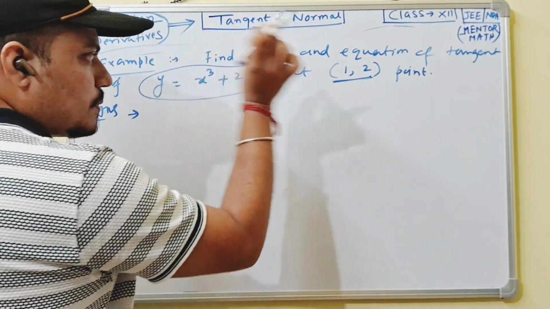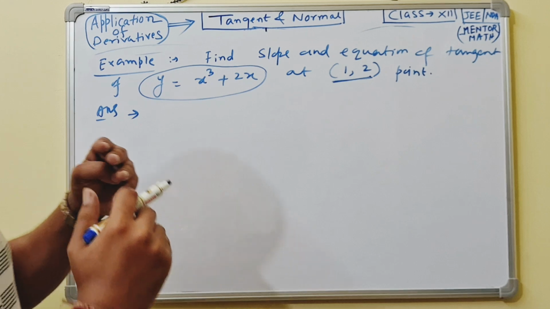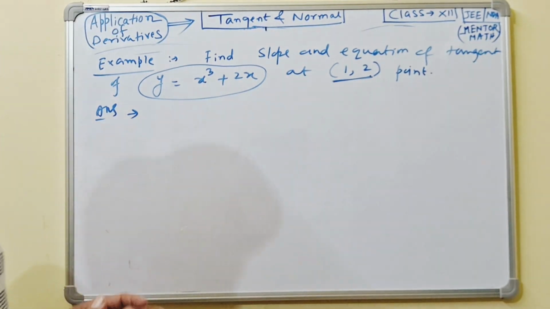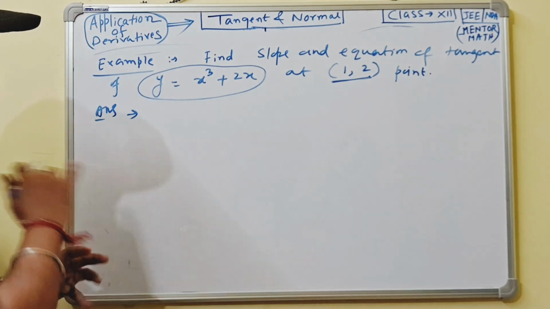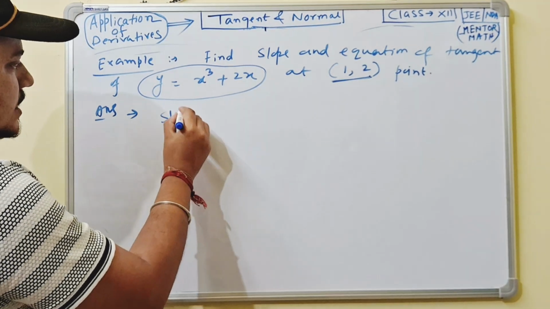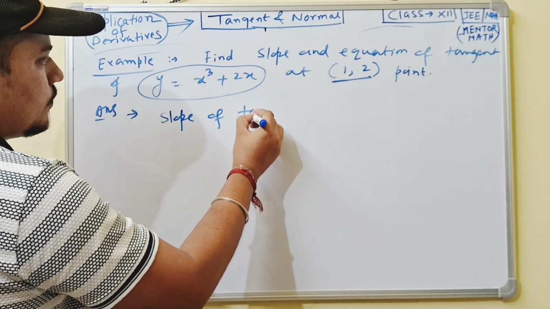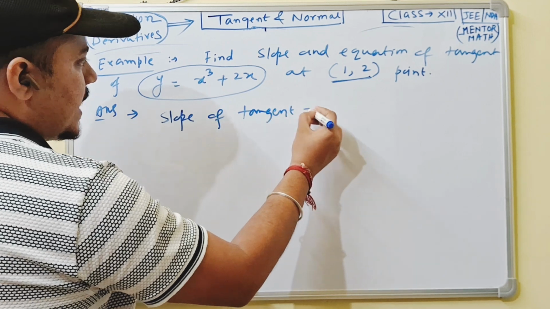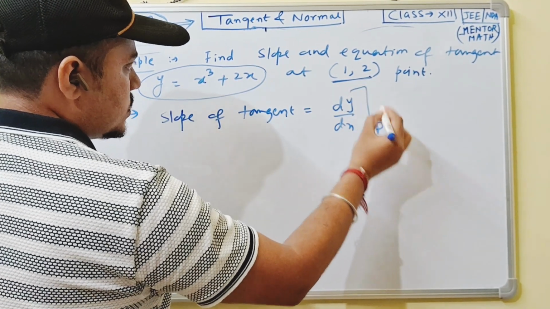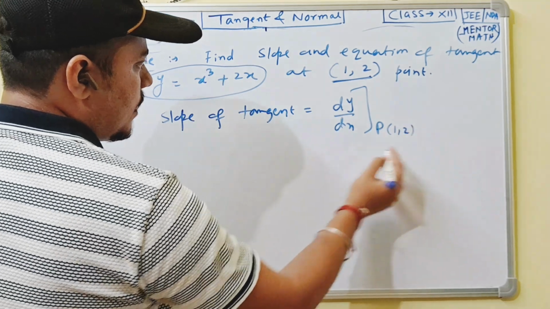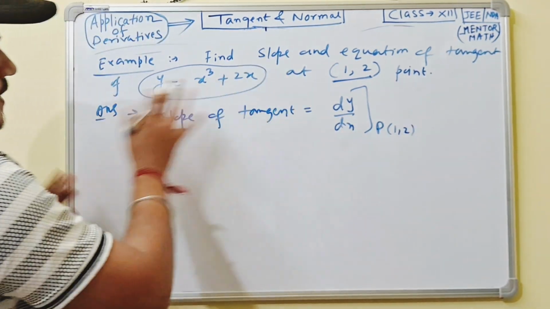So for that particular point you have to find the slope of tangent as well as the equation of tangent. You know that the slope of tangent is dy/dx at a particular point P. Here P is (1, 2). So first of all, you have to differentiate this function.